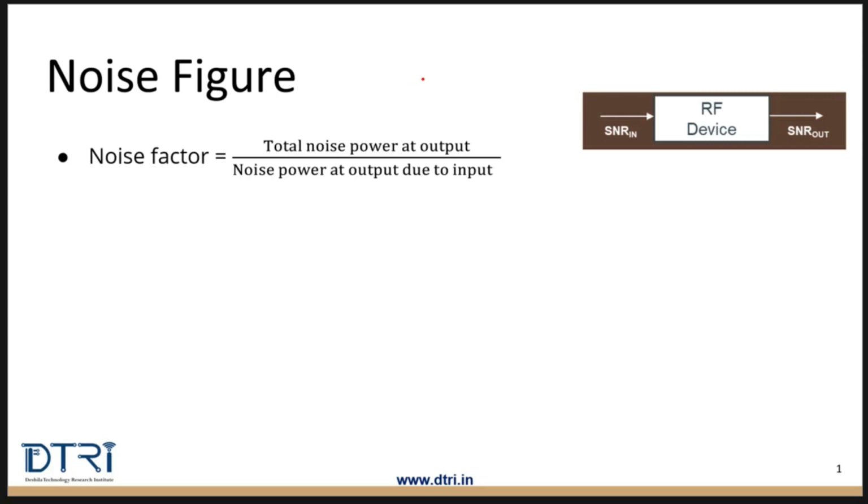Then you calculate two things. One is the total output noise power with all things considered, including the input noise source. And second is the output noise power only due to the input noise source. Now take a ratio. Obviously, the RF device has contributed to total noise and hence the noise factor is always greater than 1. Noise factor defines degradation of SNR by a device. So this is the other definition, where it is the ratio of input SNR to output SNR.